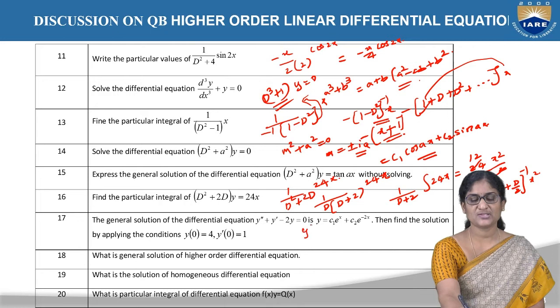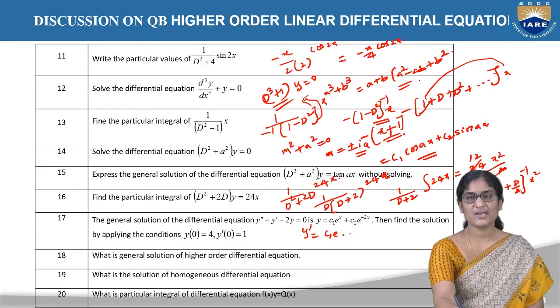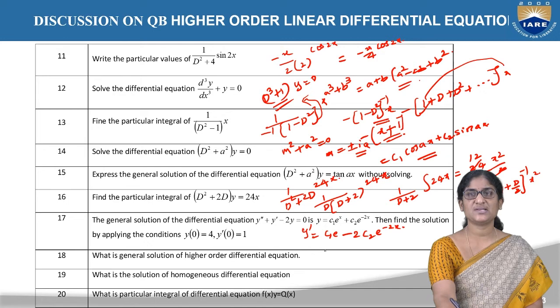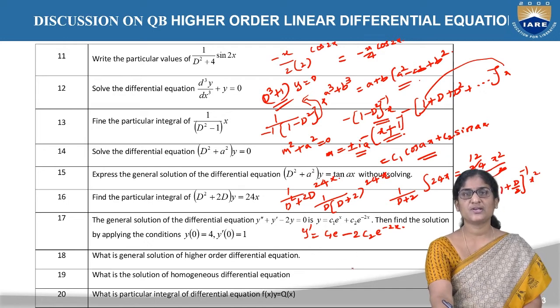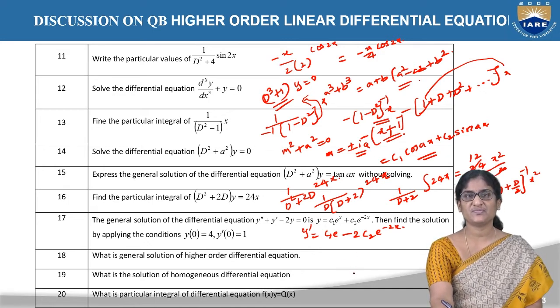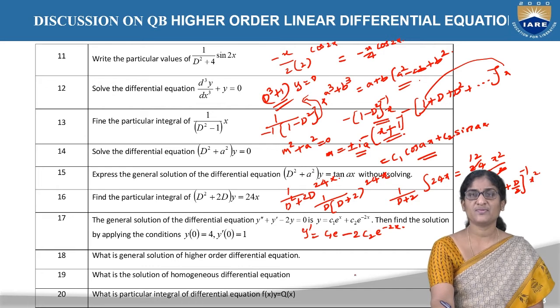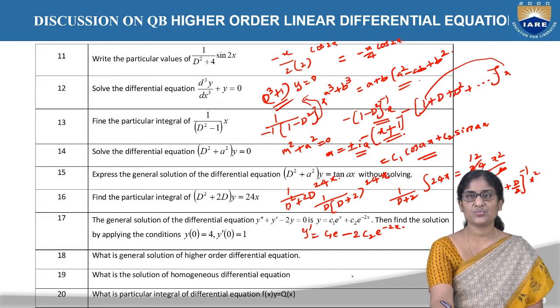So what is y dash here? Y dash is nothing but c1 e to the power of x minus 2 c2 e to the power of minus 2x, because we are going to get the coefficient here. Okay. Now substitute x equal to 0 wherever x is there. So we are going to get two algebraic equations in terms of c1 and c2, and upon solving we are going to get the c1 and c2 values. So what is y of 0 here? c1 plus c2 is equal to 4. This is the first equation.